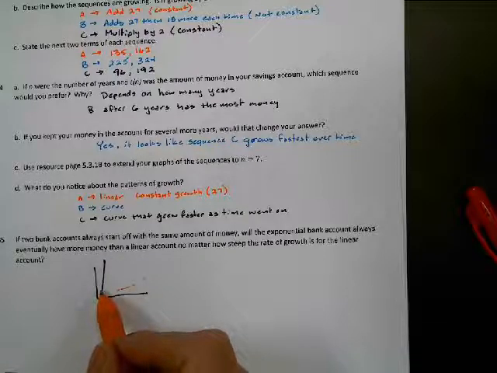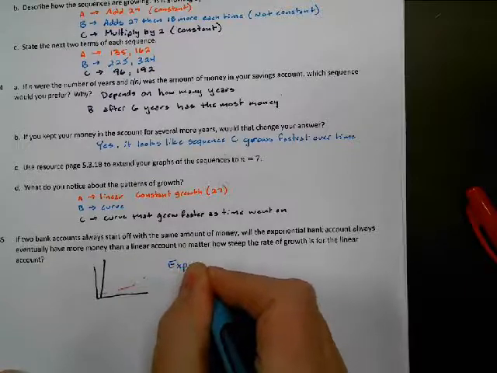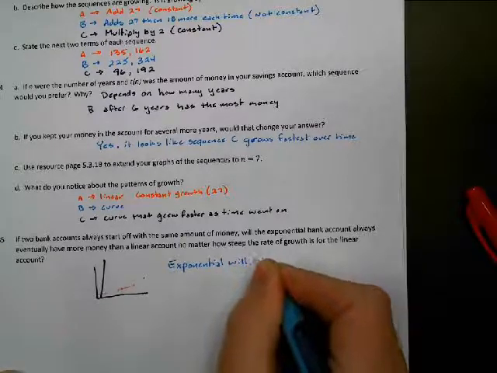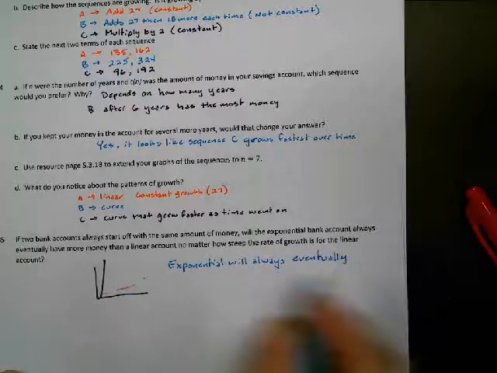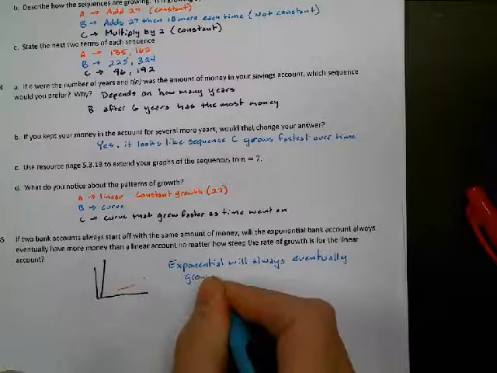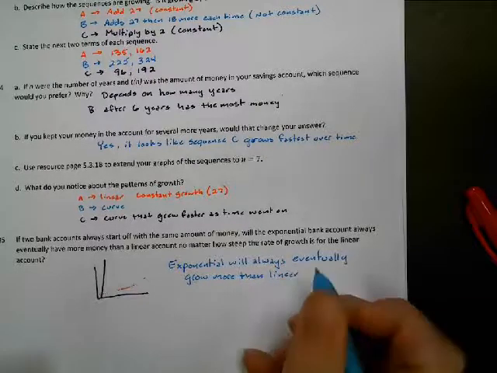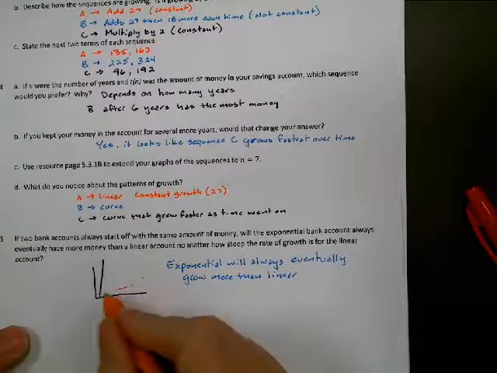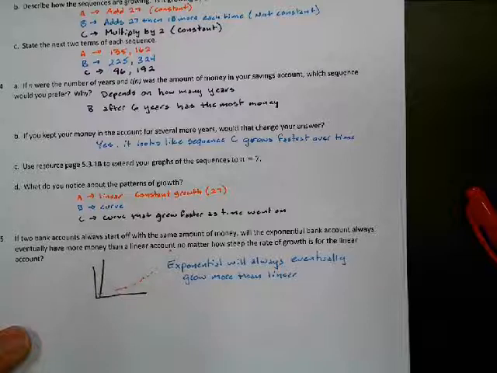So exponential will always eventually grow more than linear. It might not happen soon, but again, we've got infinity to play with here. So eventually, this curve somewhere down the line will get steep enough so that it will overtake this one right here. Eventually. Not going to happen soon sometimes, but eventually it will.